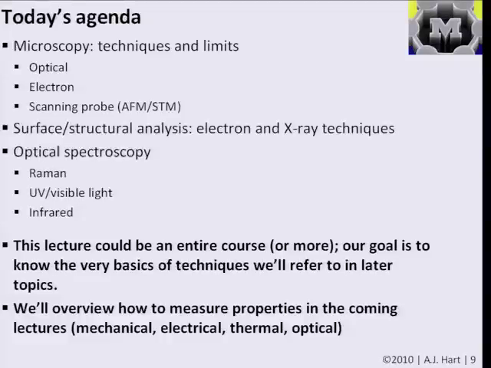Okay, so today's agenda is really an overview of techniques for characterizing materials at the nanoscale, focusing mainly on structural characterization by microscopy. And we'll talk a bit about optical microscopy, electron microscopy, and scanning probe microscopy, using 3 different modes to interrogate what's down there at the nanoscale. And then we'll talk a little bit about surface and structural analysis using electrons and X-rays, and a bit about optical spectroscopy. I really feel like I need to say that this lecture could be an entire course.